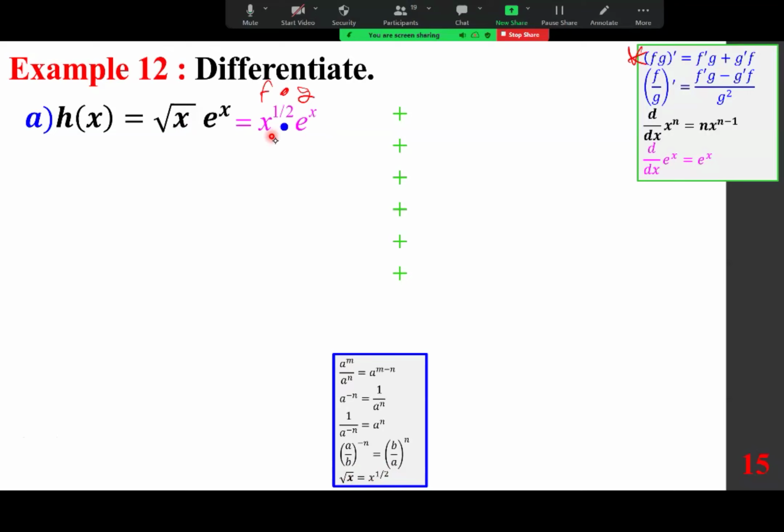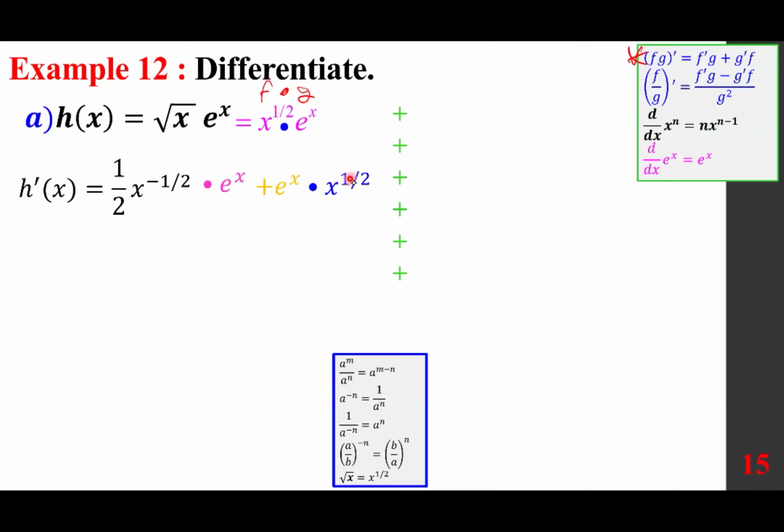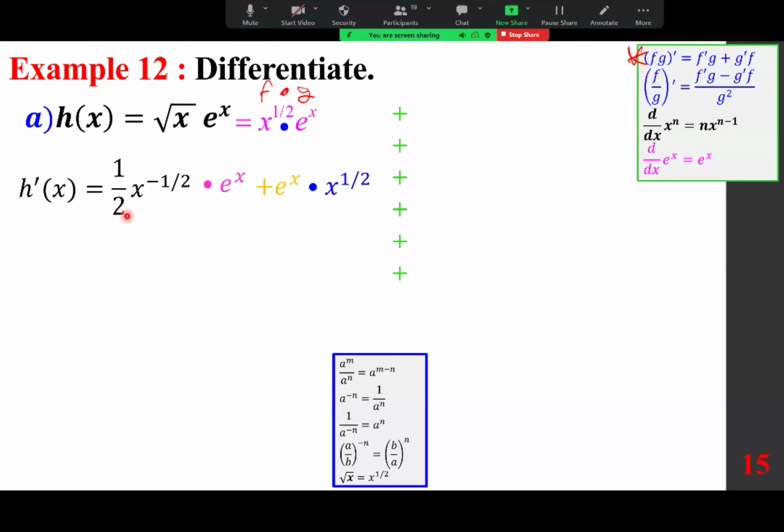Therefore, f prime is 1 half x to the power of negative 1 half times g, e to the power of x, plus g prime, which is just itself, e to the power of x, times f, which is x to the power of 1 half or square root of x. Now we are practically done here, class, as far as the calculus is concerned. So notice this is x to the power of 1 half down here, positive 1 half down here, or square root of x.